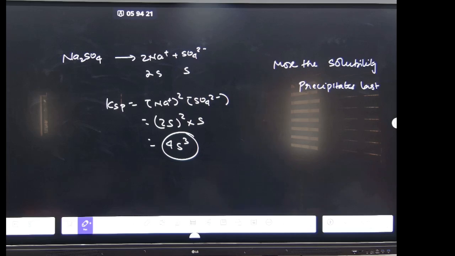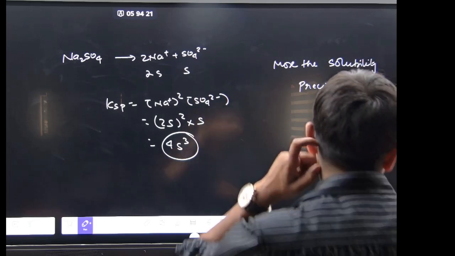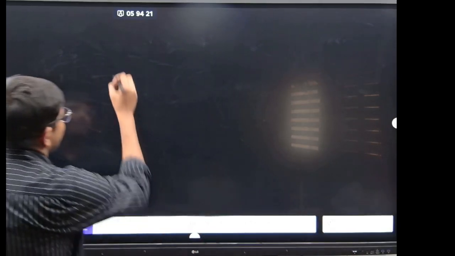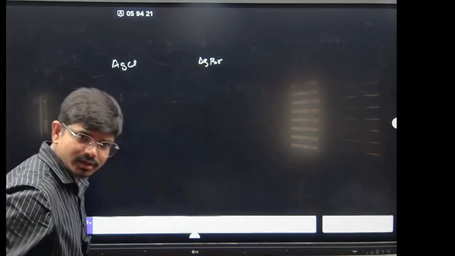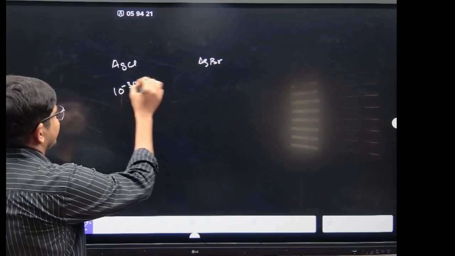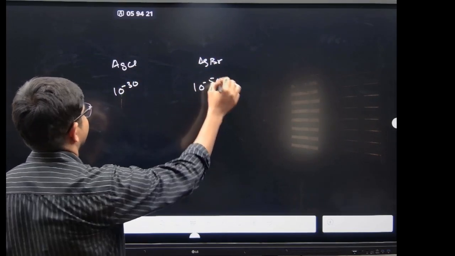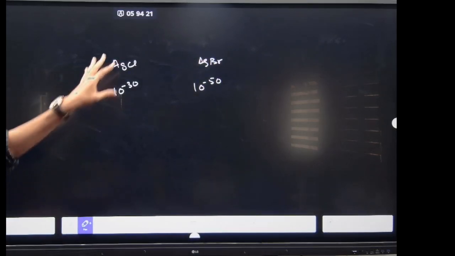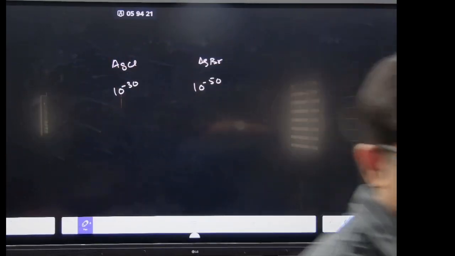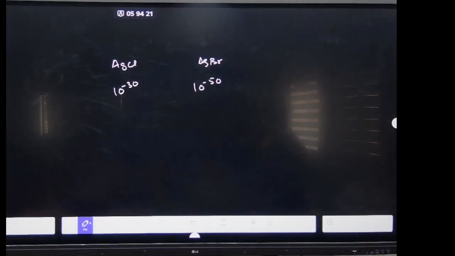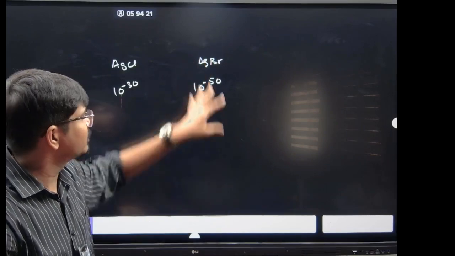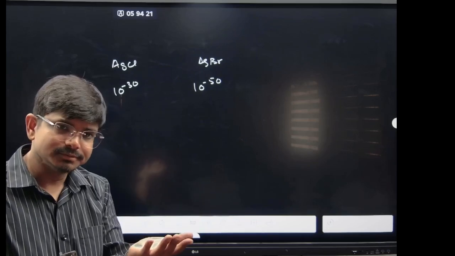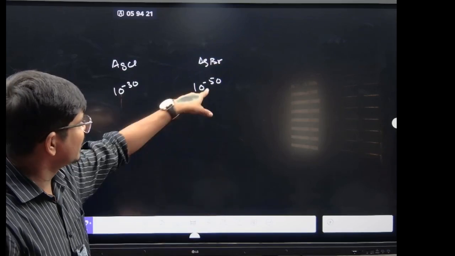AgCl, AgBr, right? For example, see here, you have AgCl, got it, and you have AgBr, isn't it? The Ksp given is 10 to the power minus 30 for one, and 10 to the power minus 50 for the other. Now the question is, which will precipitate first? Lesser the solubility will precipitate first. So which one is lesser?